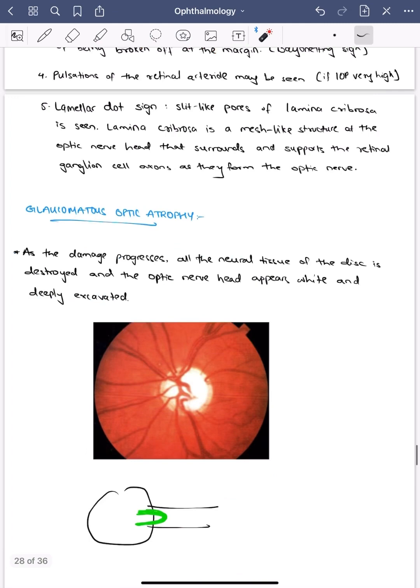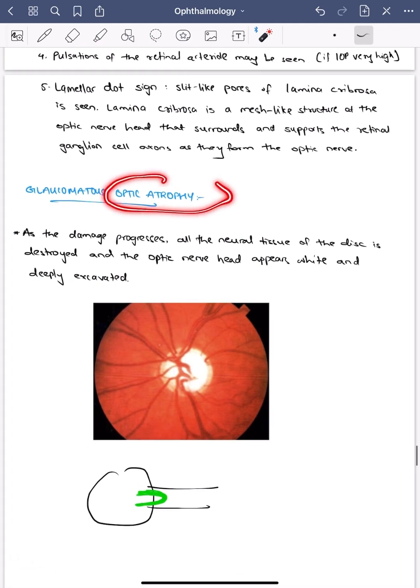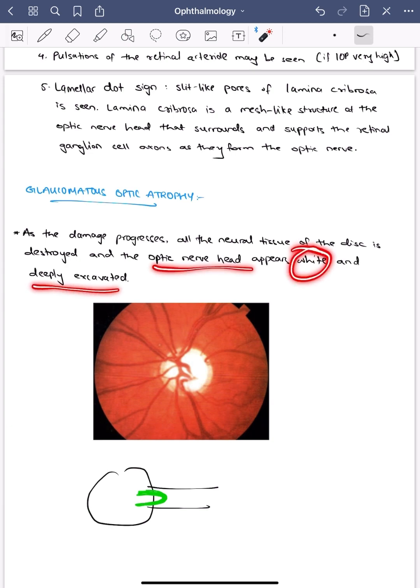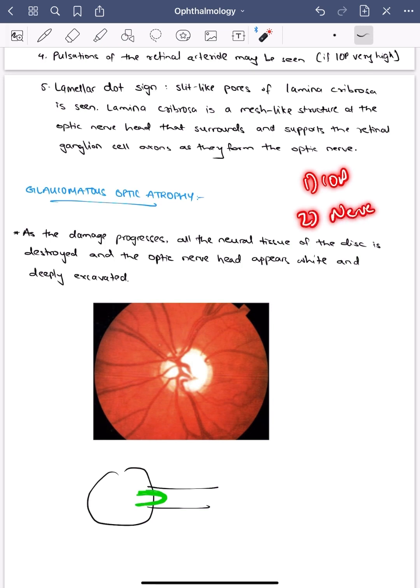And finally we have the glaucomatous optic atrophy, and here the optic nerve head appears white and deeply excavated. So these are the glaucomatous optic nerve head changes. So to satisfy the definition of glaucoma, we've discussed the IOP changes and the glaucomatous nerve head changes. And in primary open angle glaucoma, there is characteristic optic cupping.